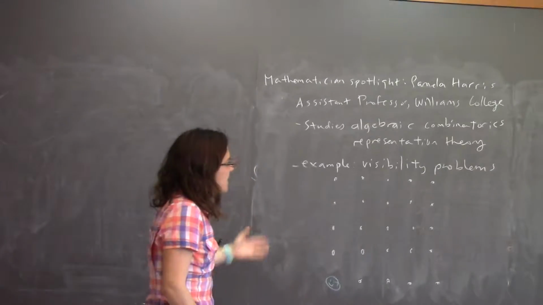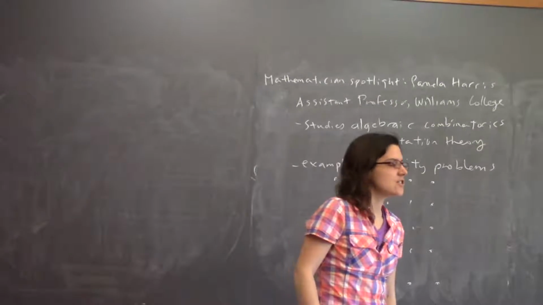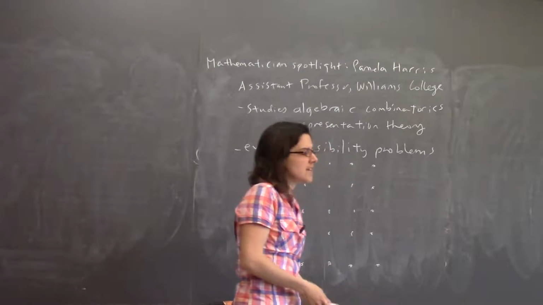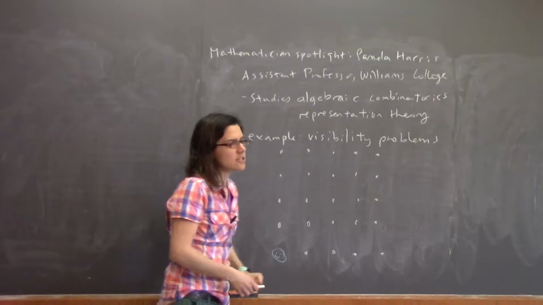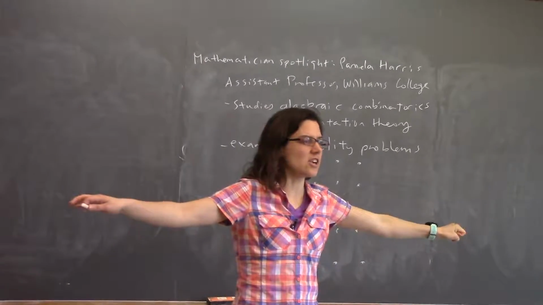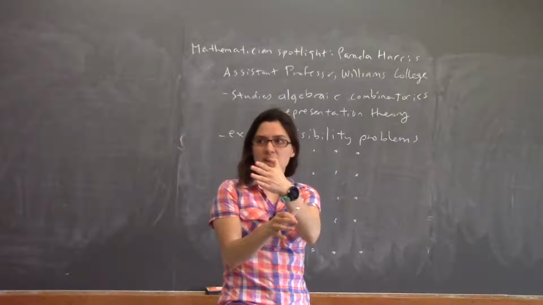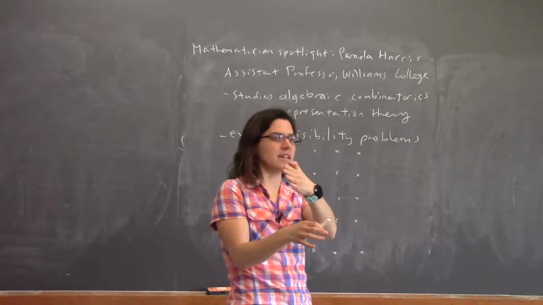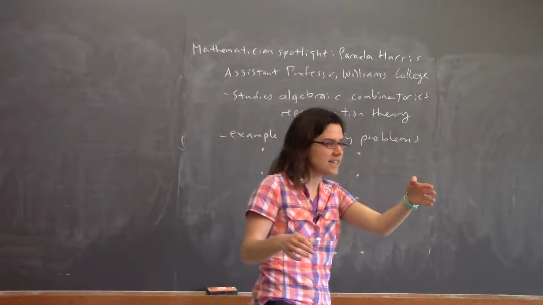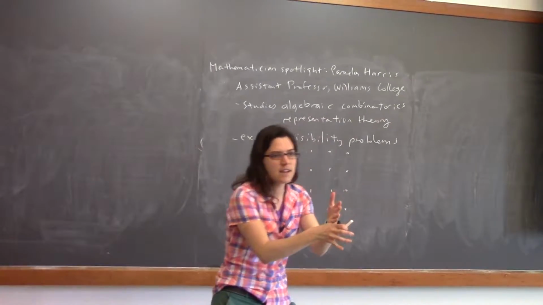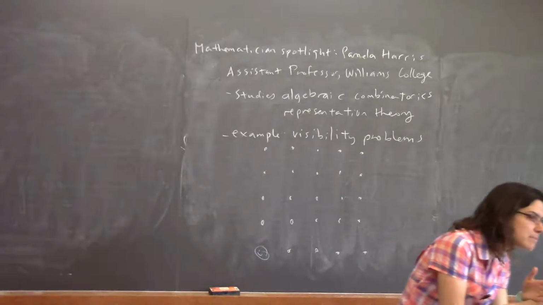So here's an example of one of the things that she studies. She studies the intersection of algebra and combinatorics. An example is visibility problems. Have you ever been driving along and there's an orchard on one side of the road, and as you're going along, the trees line up and then unline up, like zoop, zoop, zoop? Have you seen it? It's really cool, right?